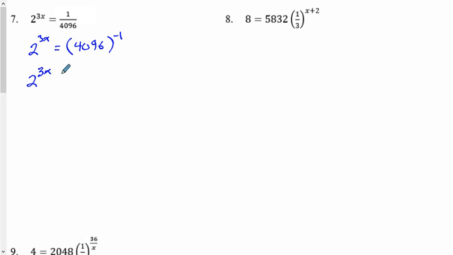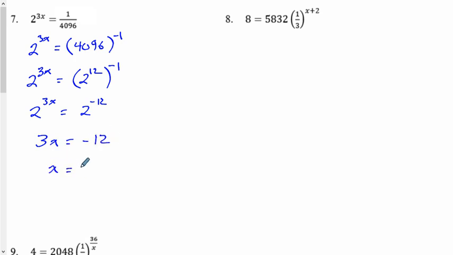And what I think you'll find is that 2 to the 12th is equal to 4096. Did I say 496? It should have been 4096. Again, I have a power raised to an exponent, so I'll multiply those exponents. 2 to 3x equals 2 to the negative 12. Power equals power, base equals base. So the exponent equals the exponent. Divide by 3, and x is equal to negative 4.